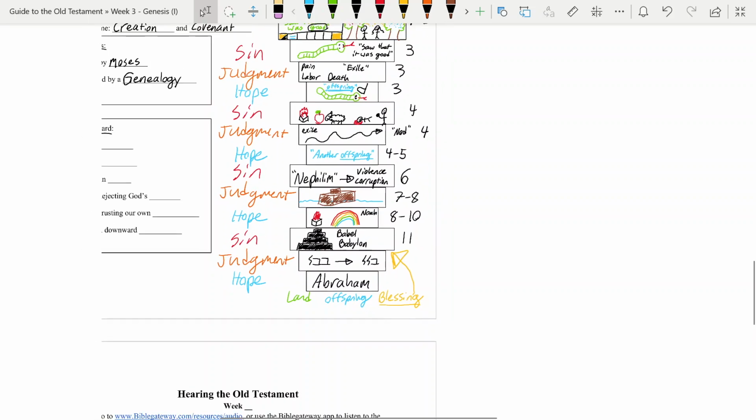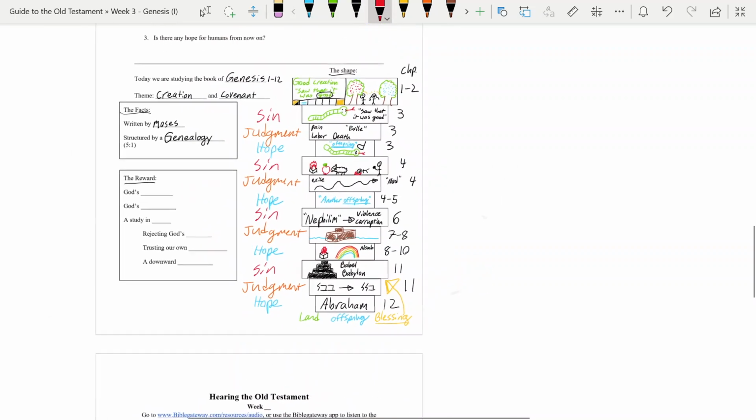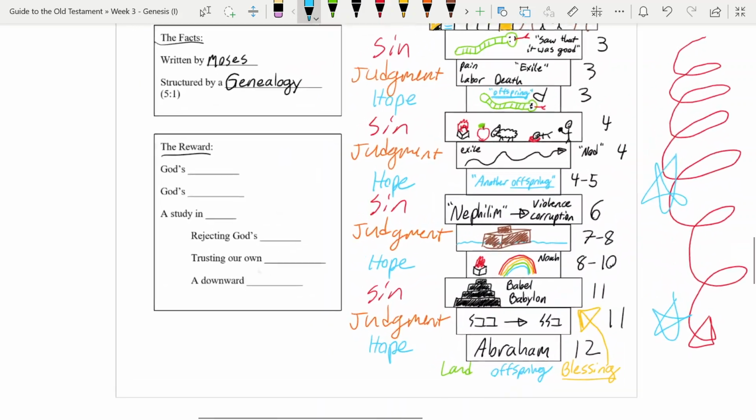So that's the shape of these 11 chapters. Oh, we still need to spell out a couple chapter numbers here. In general, we can characterize it, beginning here in chapter 3, with this kind of downward spiral of increasing sin and destruction and chaos, but also interspersed with these marks of hope. Hope for the future, right? Those are supposed to be stars. They're not very good.